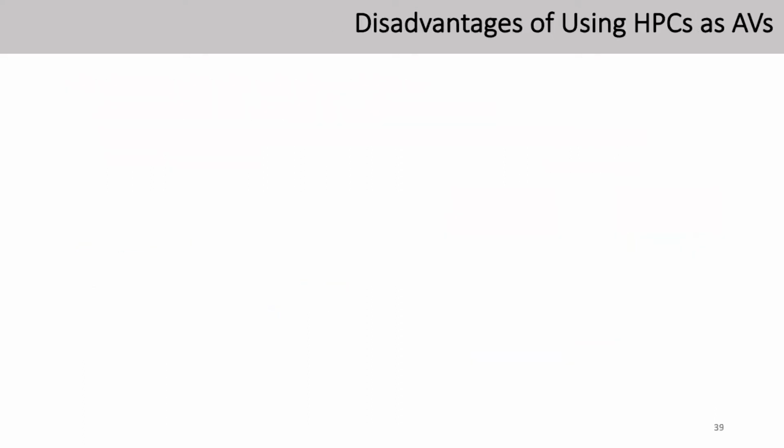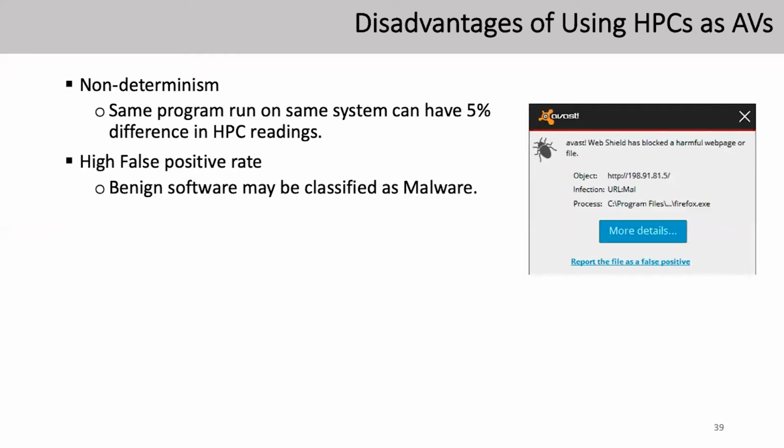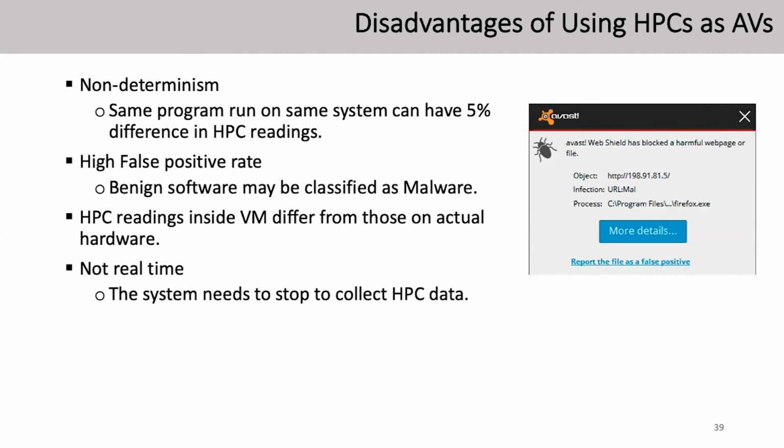Now, what are the disadvantages? We looked at the good things about using HPCs for antivirus software. What are the disadvantages? Now, HPC has several disadvantages. One is non-determinism. The same program running on the same system can have a 5% difference in HPC readings. It introduces a high false positive rate, which is very problematic, right? Imagine you're running Zoom and suddenly your antivirus system claims it is malware. You don't want that. The HPC readings inside a virtual machine differ from those of actual hardware.